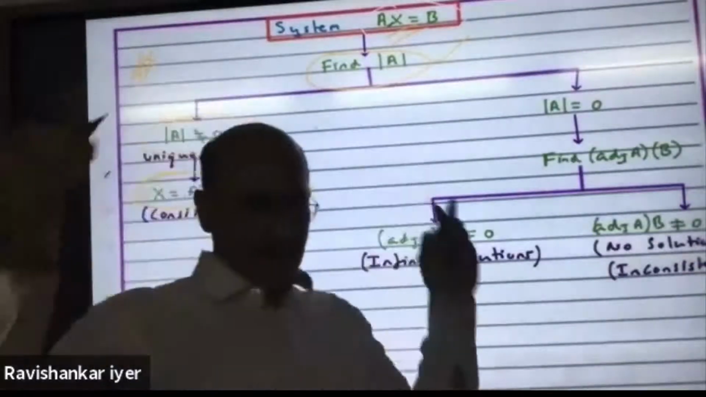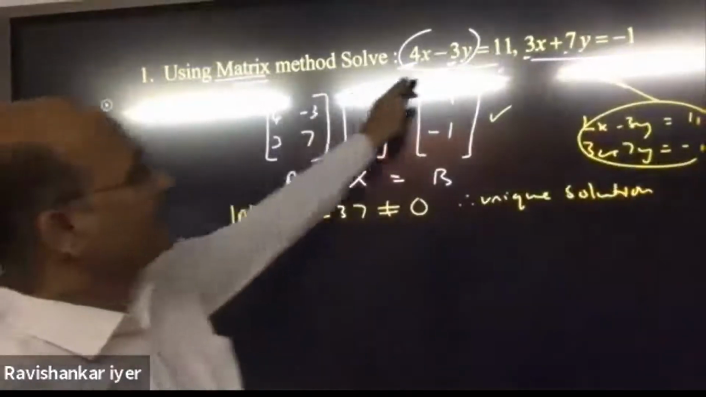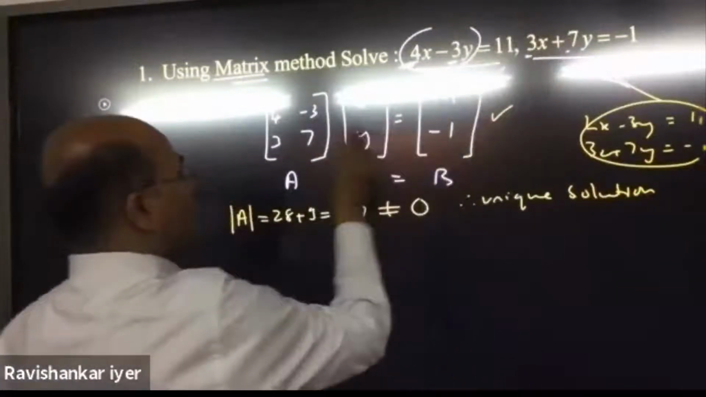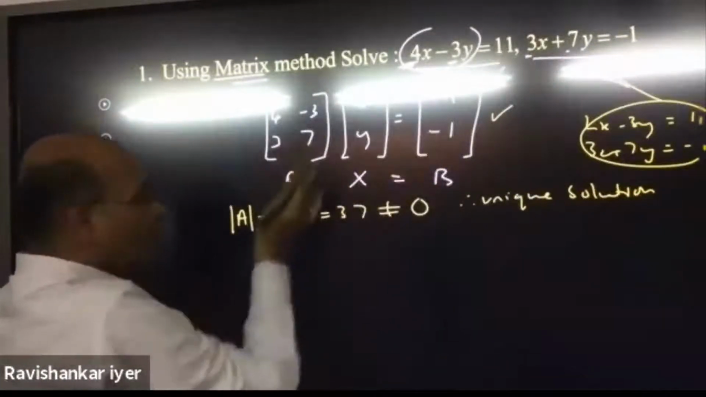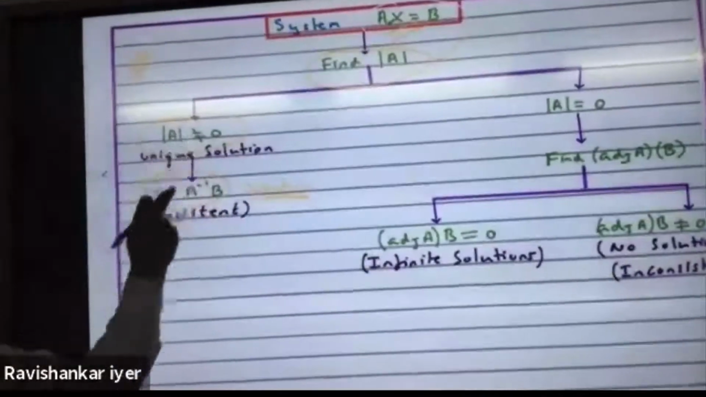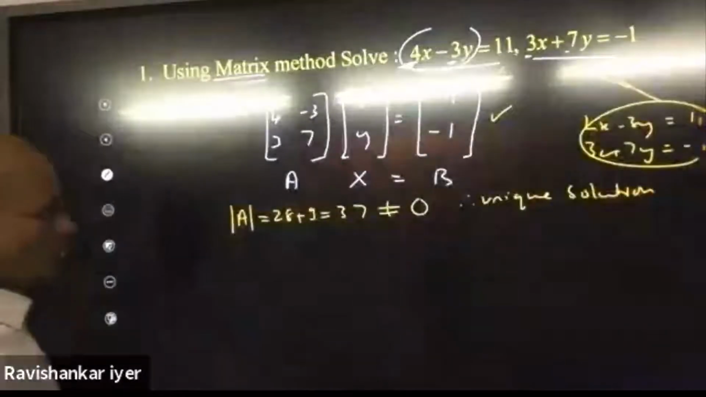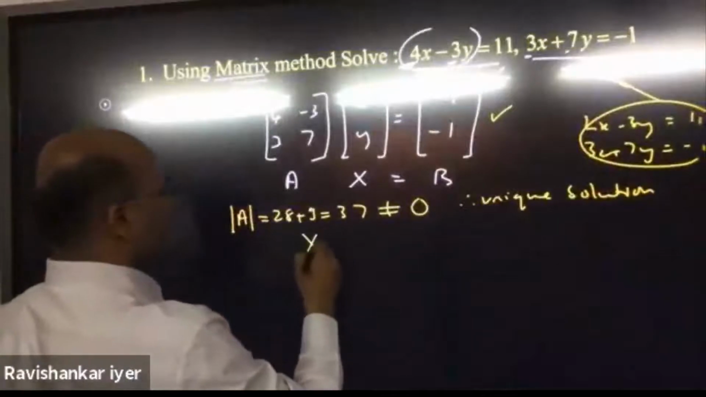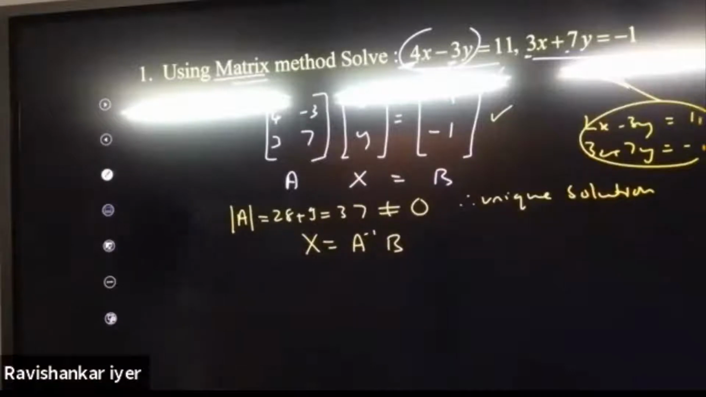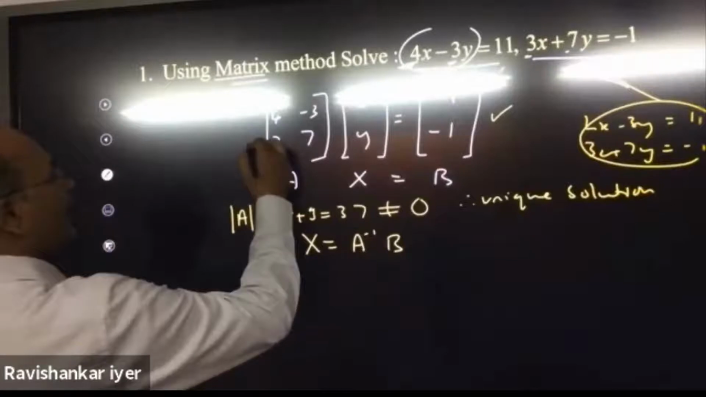So let us begin. A system of equations is given to you. You write the system of equations in matrix format. Find determinant A. If it is not equal to 0, then x equals to A inverse B is the solution. So my solution will be x is equal to A inverse into B. I know the B matrix, but I don't know A inverse. So first find A inverse.